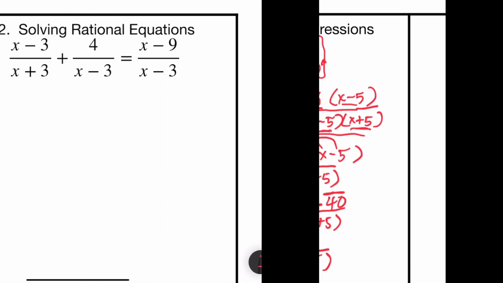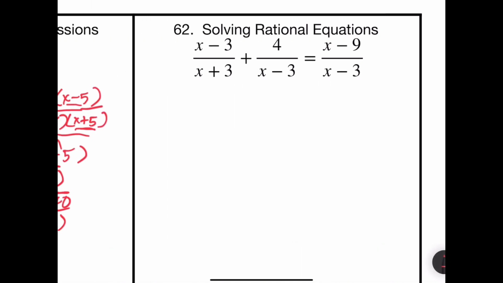Problem number 62 is solving rational equations. It says x minus 3 over x plus 3 plus 4 over x minus 3 equals x minus 9 over x minus 3. So there's a lot of different skills in this problem. We're going to take it piece by piece, step by step. The first thing I'm going to do is put all of my binomials in parentheses so I can see better what factors they are.